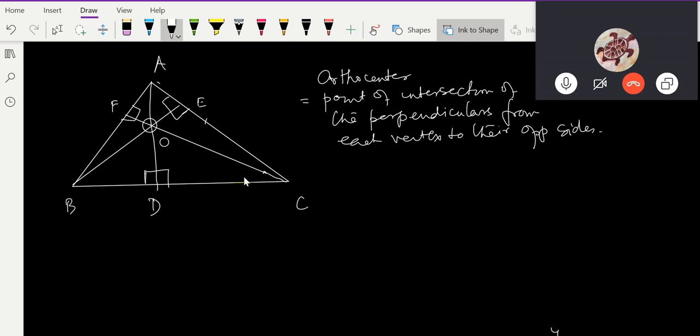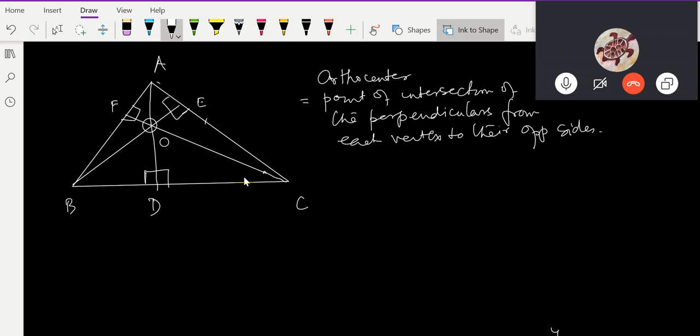Okay. And how would we find the orthocenter? For that, we will have to cover one more topic in coordinate geometry before we can do this. So I will do that and then I'll come back to this. Okay.